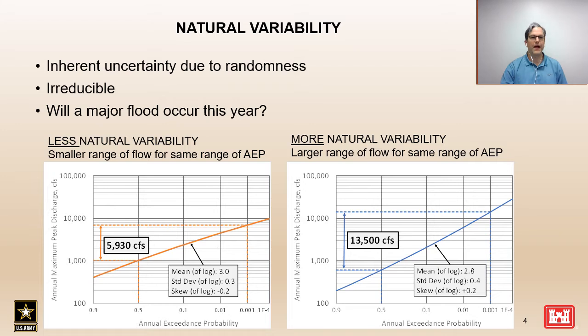So in the plot on the left, we can see that the range of flows between an AEP of 0.5 and an AEP of 0.001 is about 5,900 CFS. In the plot on the right, for the same range of AEP, we see a much larger range of possible flow values. This reflects more natural variability, and it comes from the fact that the standard deviation is higher and the skew is higher in the plot on the right compared to the plot on the left.